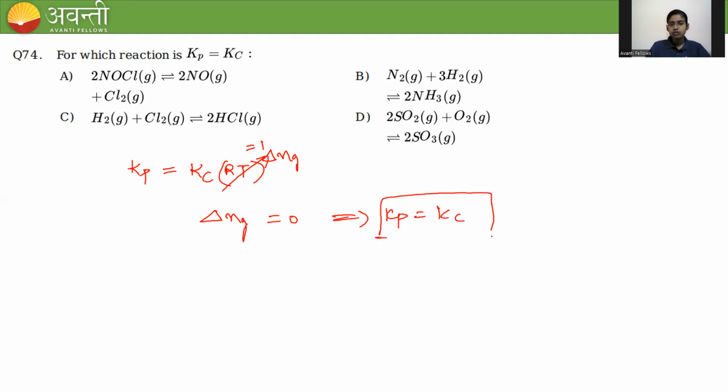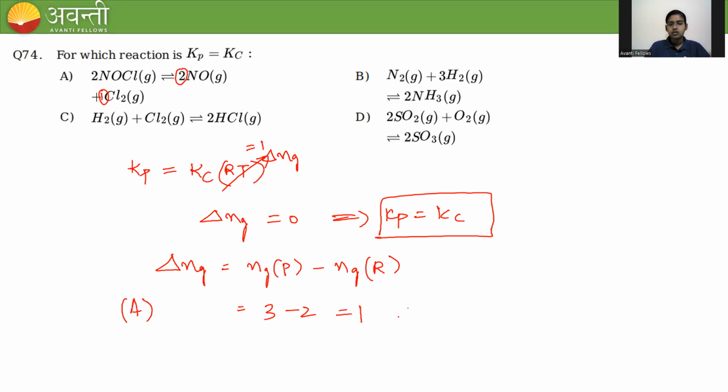Now we have to find the change in the number of moles, which can be calculated using the number of moles of gaseous product minus the number of moles of gaseous reactant. For option A, it is 2 plus 1, 3 minus 2, so the answer is 1. So this cannot be the answer. Coming to option B, the number of moles for product is 2 and for the reactant is 4. 2 minus 4 is minus 2. It is also not the answer.